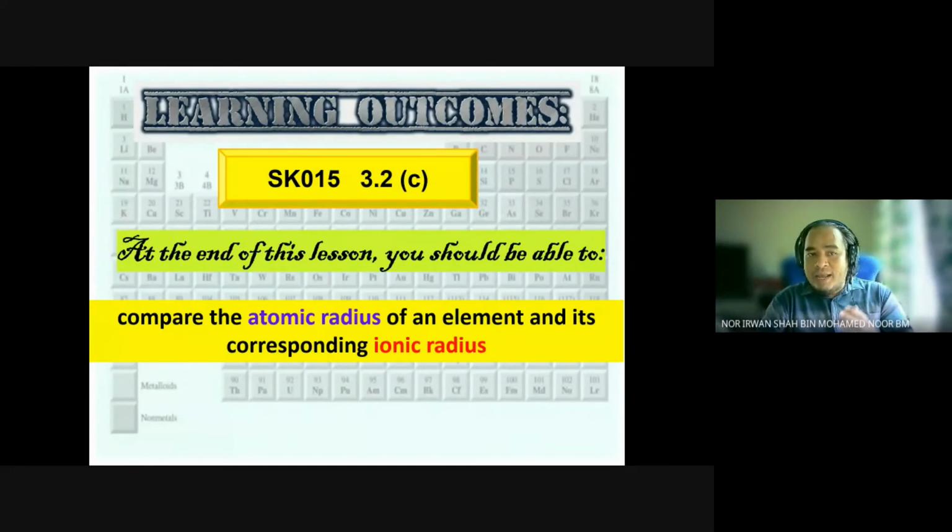Sama juga dengan anion. For example, kita compare antara chlorine dengan chloride. So which one is bigger? Adakah anion is bigger than dia punya parent atom ataupun sebaliknya? Itu kita akan bincang nantilah. Kita akan sambung lagi in the next lesson guys.